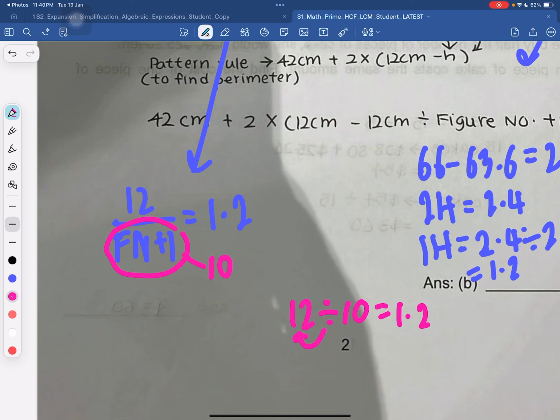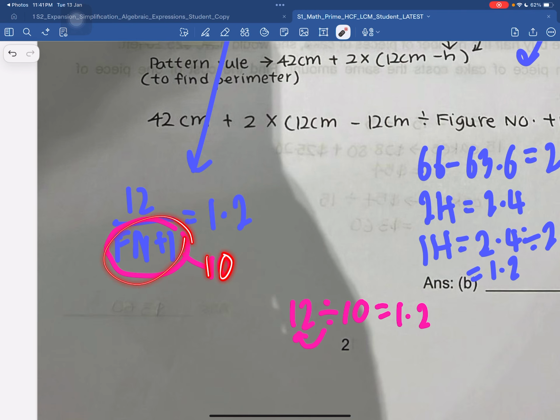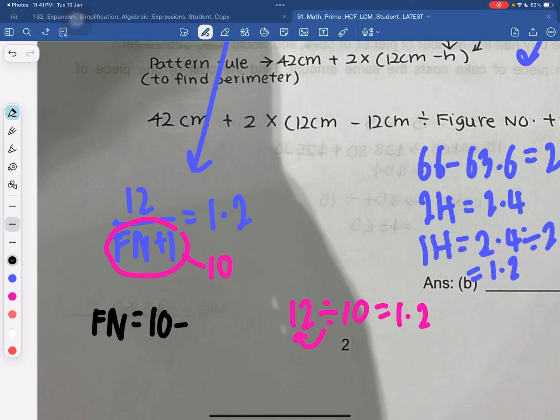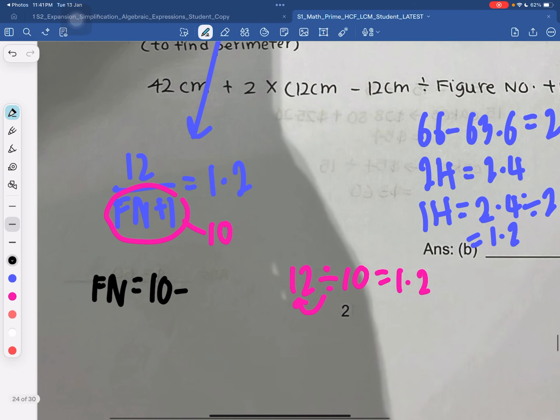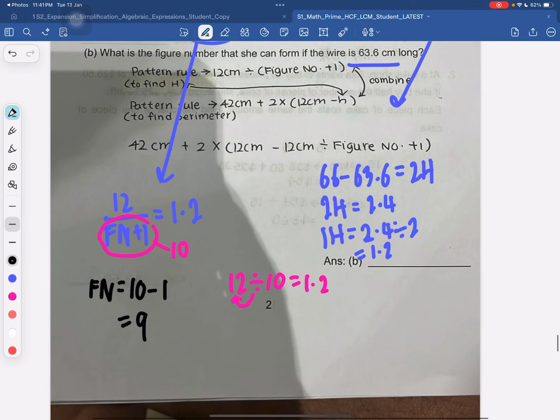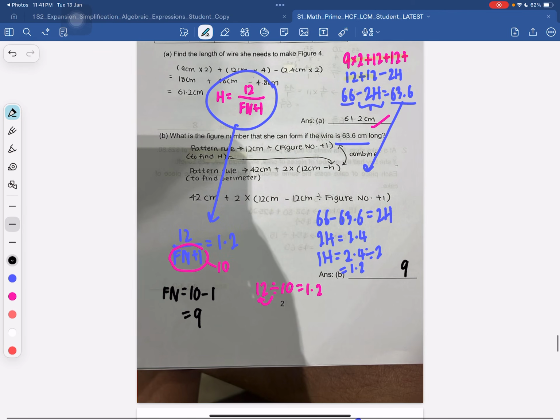So we know this whole thing is actually a 10. In other words, figure number plus 1 is 10, so figure number is 10 minus 1, which will give you 9. So your answer here will be figure 9.